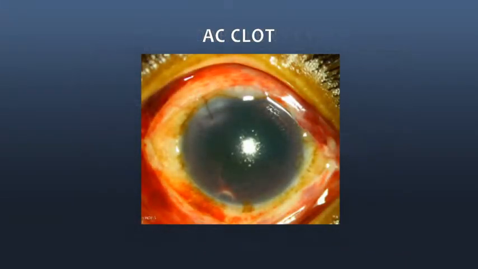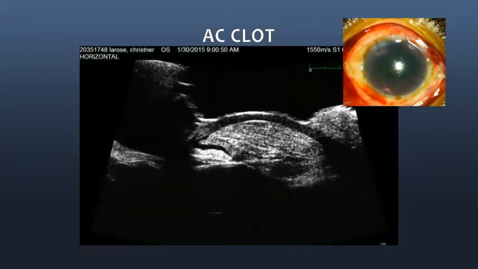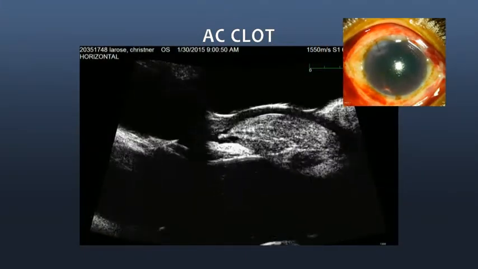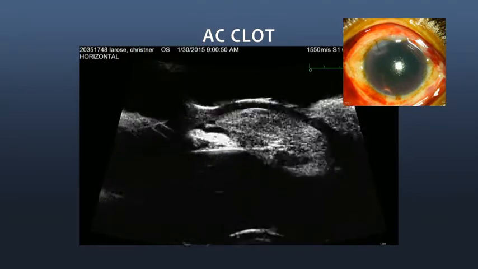An anterior chamber clot with no movement can easily be visualized in this hyphema eye, and it can be noted that the clot itself pushes the iris back quite far.